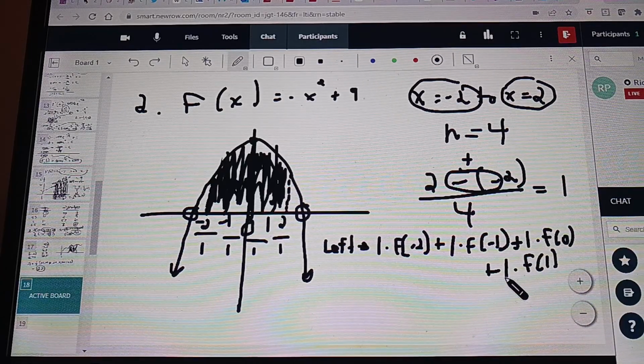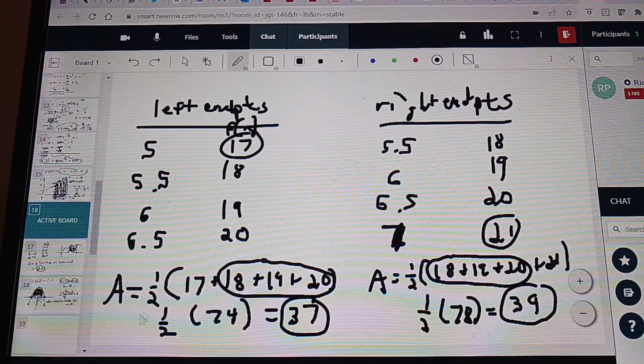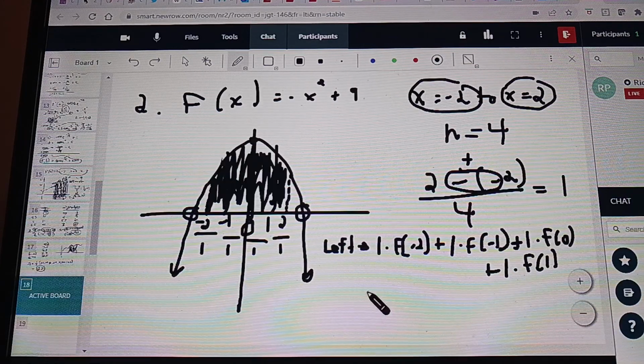And if this was anything other than a 1, like last time it was a half, I pulled the half out, and then you had to multiply by half at the end. In essence, you're going to pull out a 1 and just do all the f of x's and add them together and multiply by 1. So in essence, with a 1, the 1 doesn't matter.